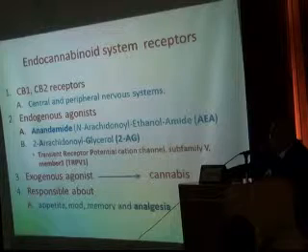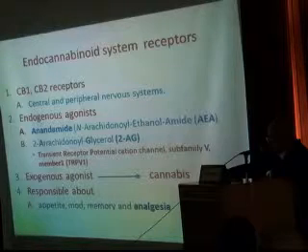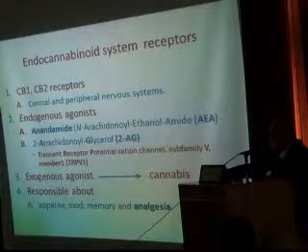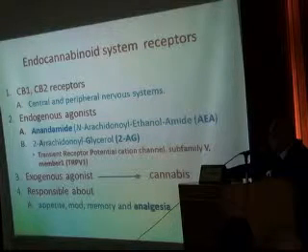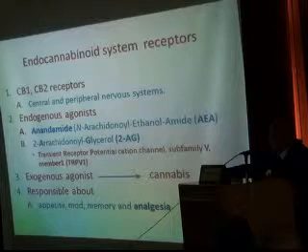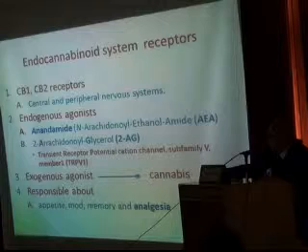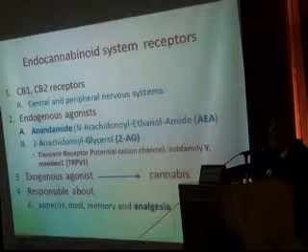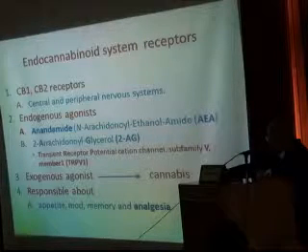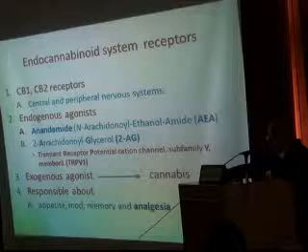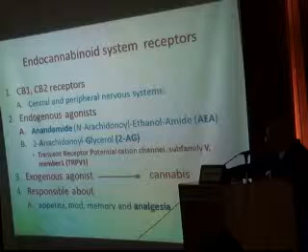Now we are going to the third class, the endocannabinoid receptors, like cannabinoid receptor 1 and 2, and they are present centrally and peripherally in the central and peripheral nervous system. The endogenous ones are anandamide and arachidonoyl glycerol, 2-AG and AEA. They have very good functions in improving appetite, mood, memory, and potentiation of analgesia.